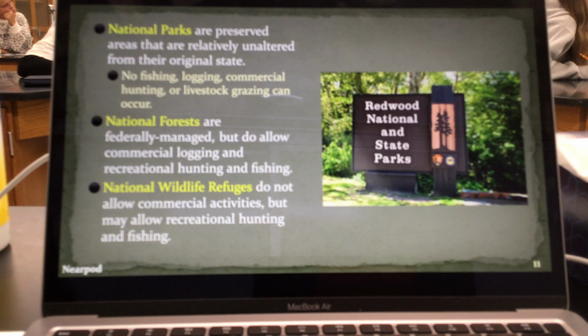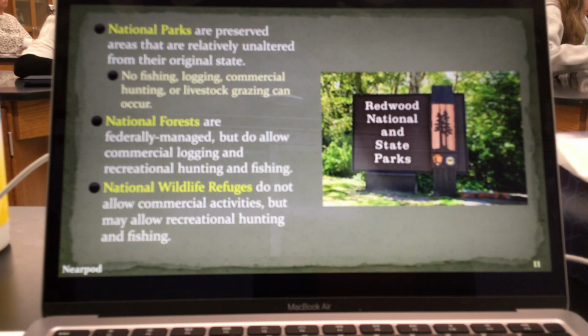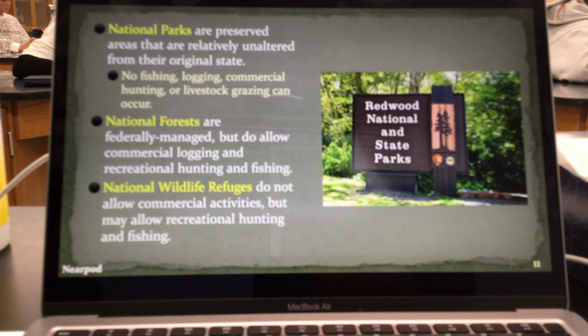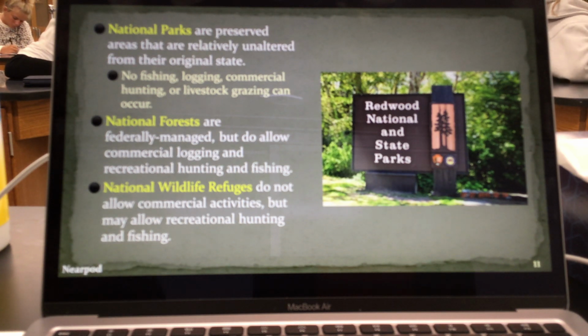So here's what came into place during his time. The national parks were developed and created. Those are preserved areas that are relatively unaltered from the original state. They wanted to keep those things pristine and unchanged as much as possible. And still to this day, they're not allowing fishing, logging, commercial hunting, or any kind of livestock on the property. They want to keep those things and utilize them as long as they can.